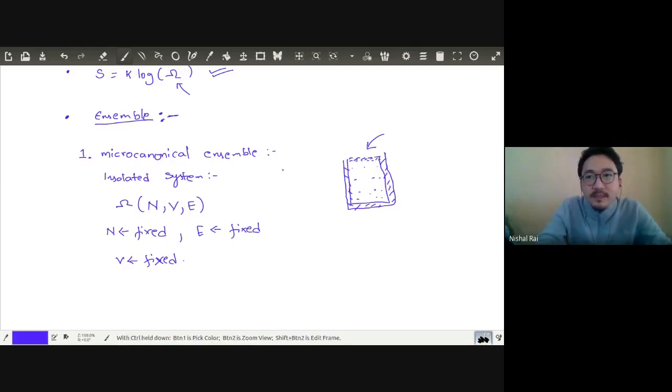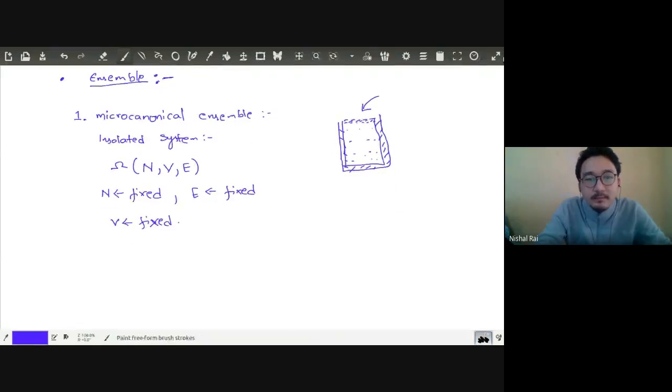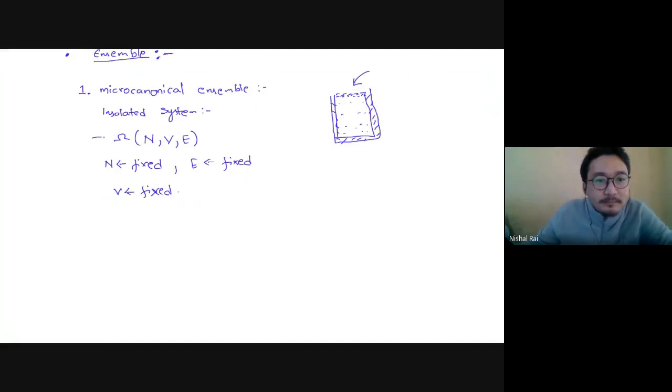Okay, now next, what is omega defined by in this case? What is omega over here? This is your thermodynamic probability, or your total number of microstates. So in microcanonical ensemble, basically it's an isolated system. Now second, we can start with canonical. Canonical ensemble. What is a canonical ensemble?